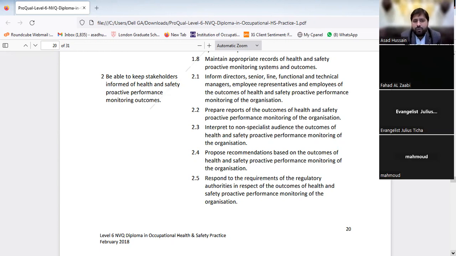So then we have 2.4, propose recommendations based on the outcomes of the health and safety proactive performance monitoring of the organization. It is the same procedure, because it says that you have received outcomes. Outcomes are discussed with many people like stakeholders and everyone, so you can take recommendations from them, and if their recommendations are good enough to include in future proactive monitoring systems or procedures, then you should consider them. And how those outcomes will be added, it is the same thing: through committee meetings, your presentation and everything, and recommendations should be there.